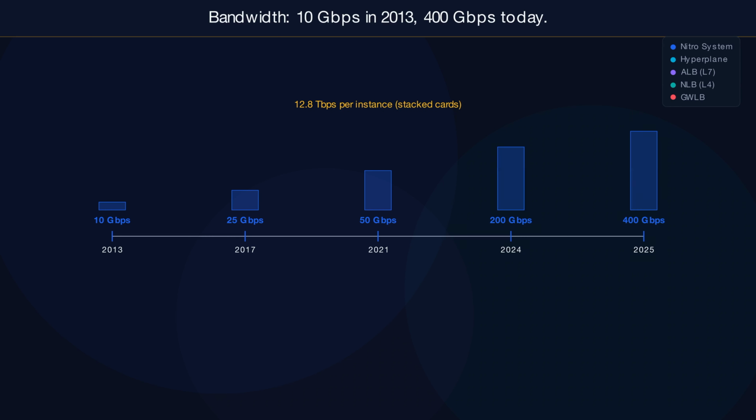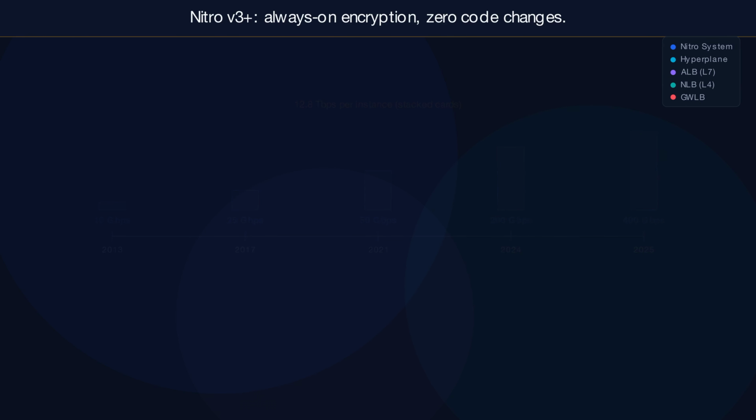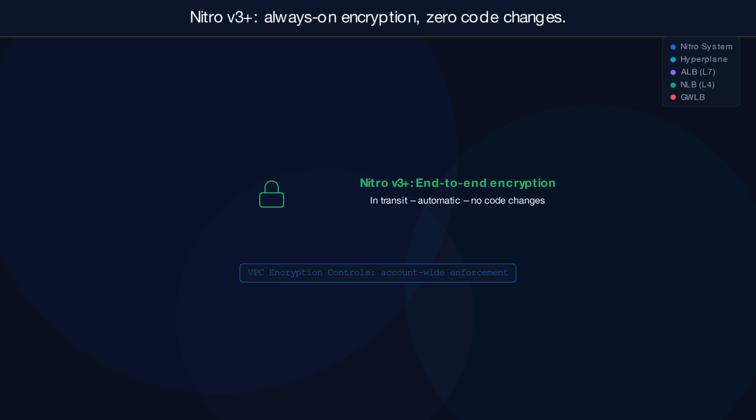The numbers tell the story. In 2013, instances could push 10 gigabits per second. By 2021, 50 gigabits. Today, a single C8GN instance with Nitro can handle 400 gigabits per second per network card. Stack multiple cards, and you reach 12.8 terabits per second per instance. That is more bandwidth than some countries have.